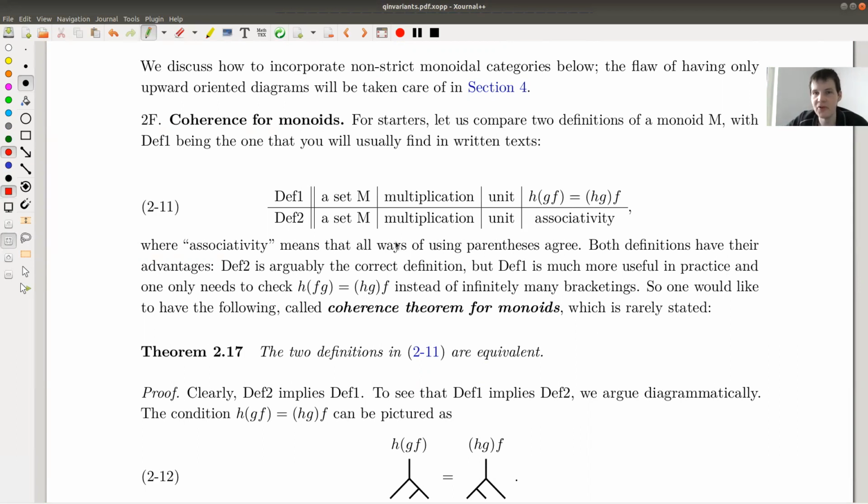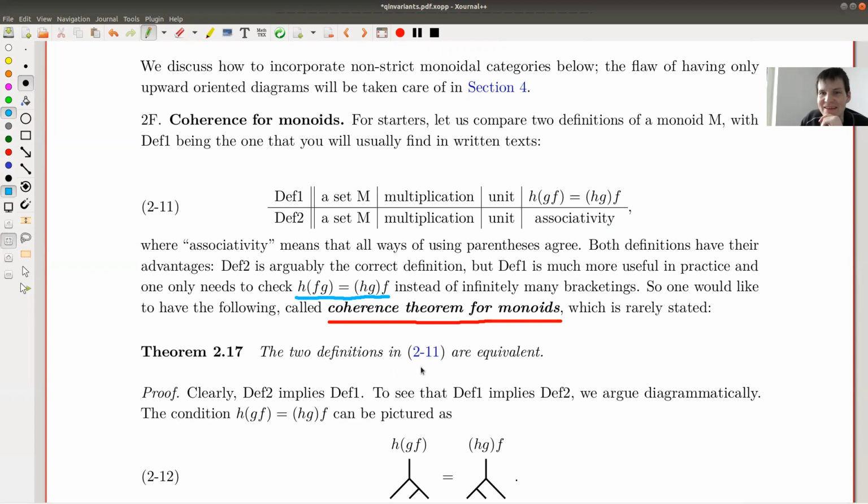So coherence for monoids, the coherence theorem for monoids. If you have never heard about this, just think about it. Whenever someone tells you the definition of a group, and for monoids it's the same, of course, what they usually write is this one. And that's what they call associativity. Strictly speaking, that's really, really bad. It's a really, really bad definition.